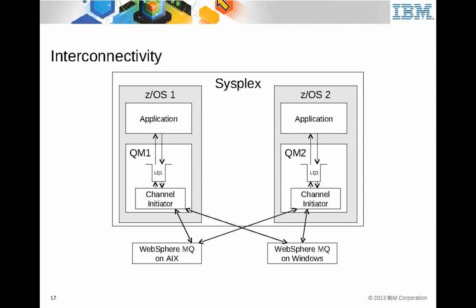So there's no limitation that a Z queue manager has to talk to a Z queue manager, or Windows can only talk to Windows, or Windows can only talk to AIX. Any queue manager can talk to any other queue manager on a different platform. All you need to do is set up a pair of channels between them.